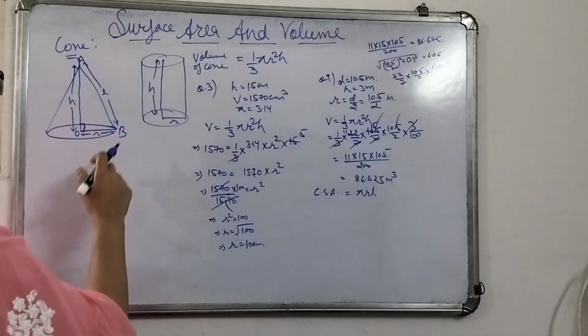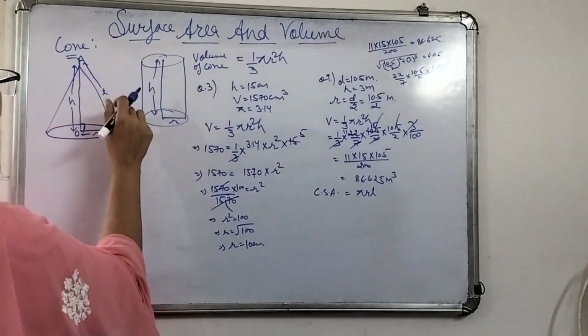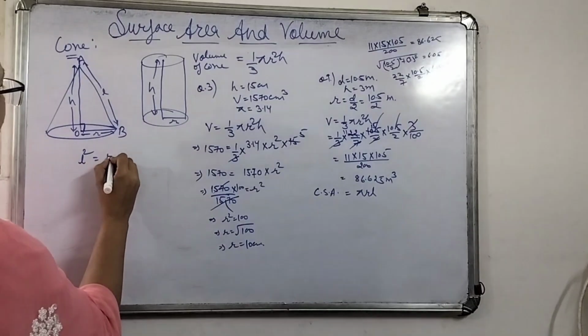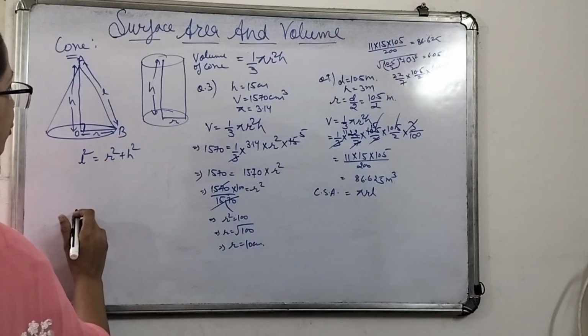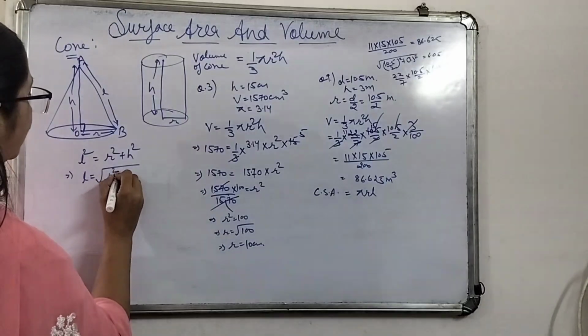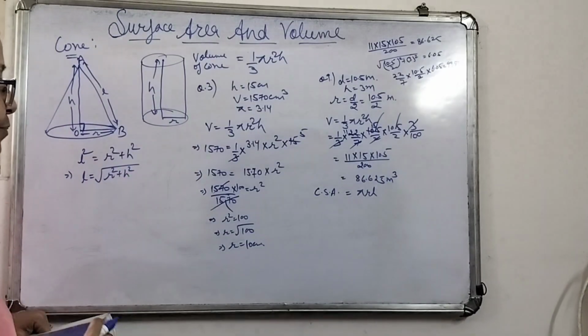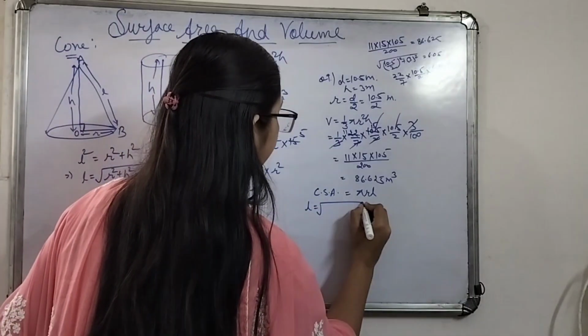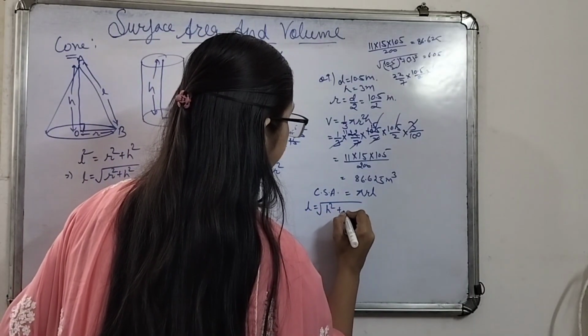So over here we can apply the Pythagoras theorem. According to the Pythagoras theorem, L square, that is hypotenuse square, will be R square plus H square, or we can say L, slant height, will be under root of R square plus H square. So first of all we will be finding the value of L. L will be under root R square plus H square.